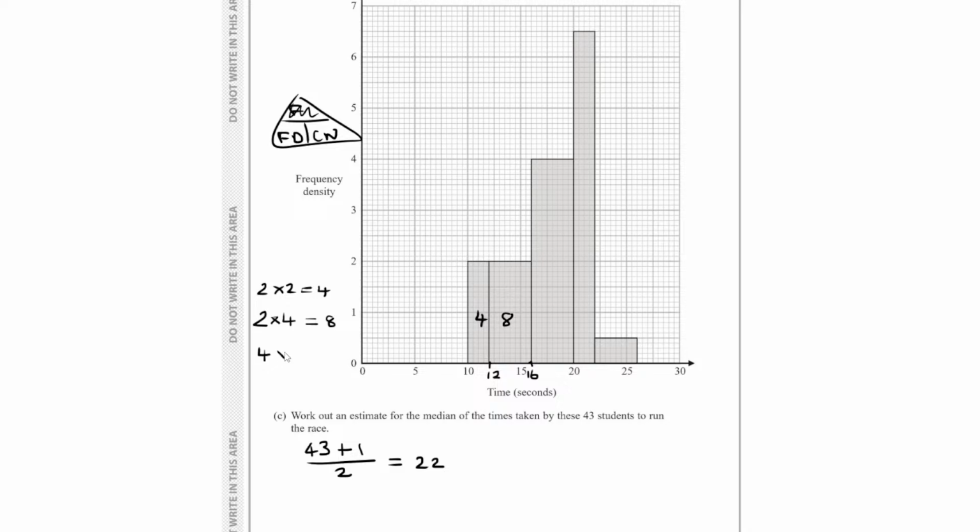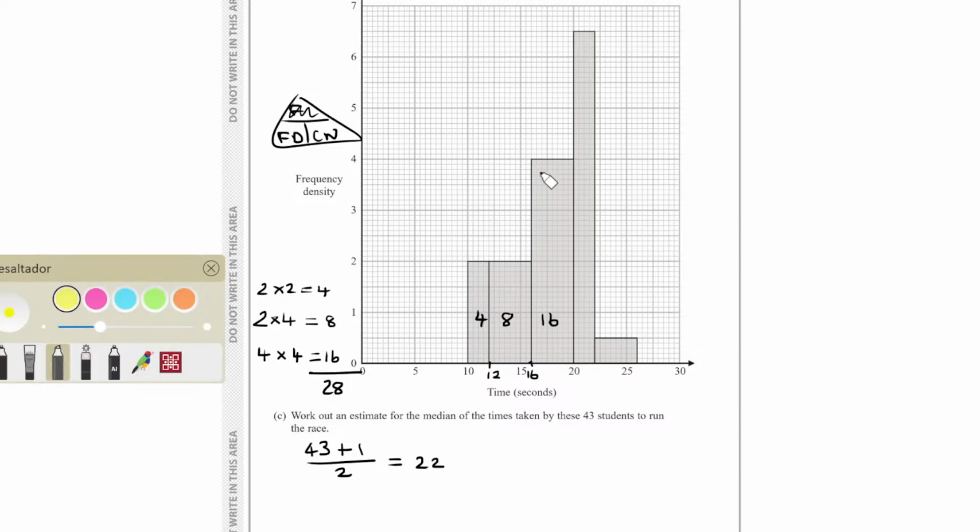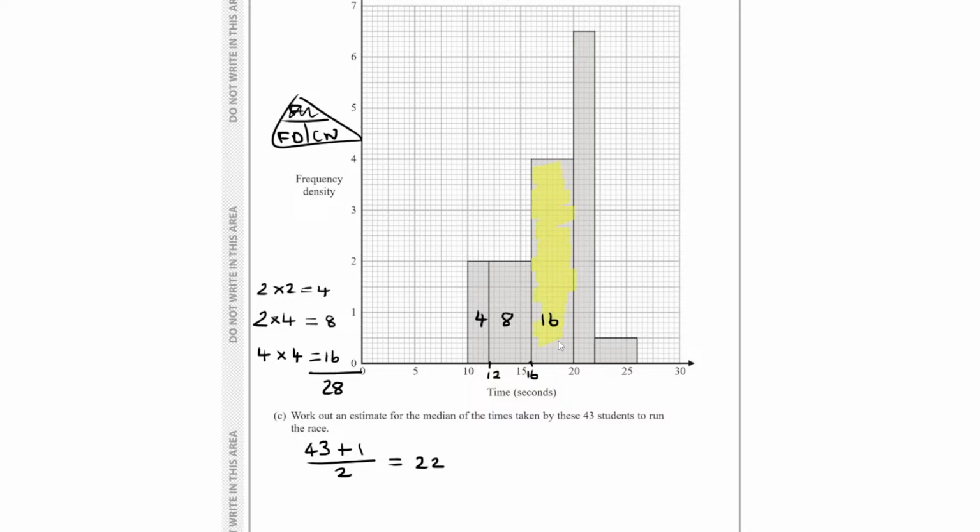Frequency density is 4 this time. The class width is also 4, which is 16. Now, if you added those together, 12, 18, 28, that's 28, isn't it? Do you see how that would be enough? Like, obviously, student number 22, if you were to line them up in order of their times, student number 22 would fall into this bar. So that's the first thing. You need to work out which bar they fall into. Obviously, if you've got the table there, it's much easier. You can just count up the frequencies, but we didn't have that because this is a different histogram. So we know that student number 22, and therefore the median, is somewhere between 16 and 20.